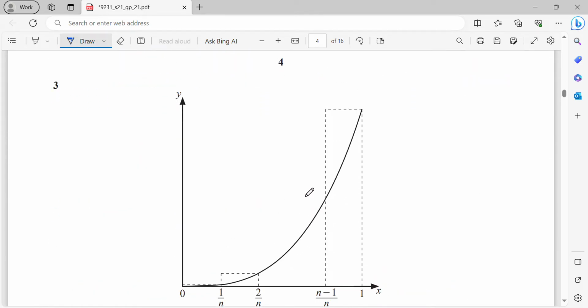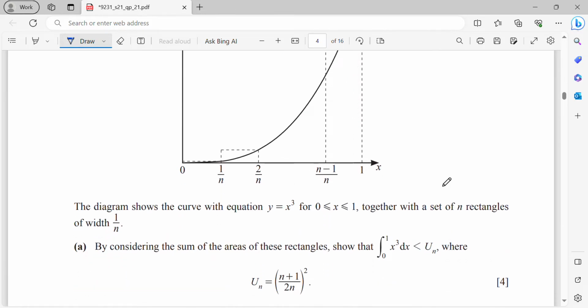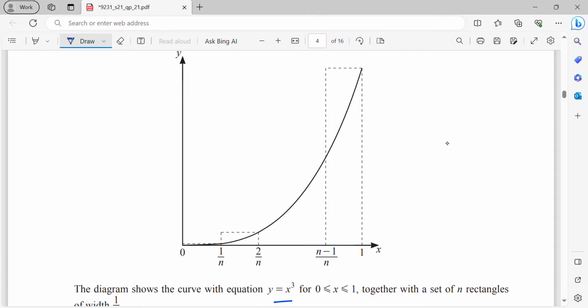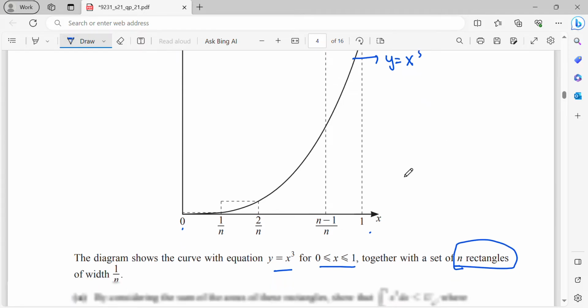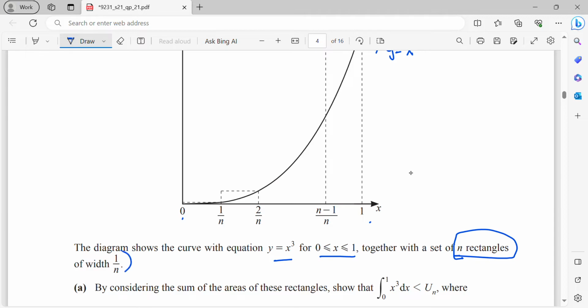Okay, now for question number 3. The diagram shows the curve with equation y = x³. That means this is y = x³. The x is defined from 0 to 1, here 0 to 1, together with a set of n rectangles. So there will be n rectangles here with width 1/n. So here is 1/n.